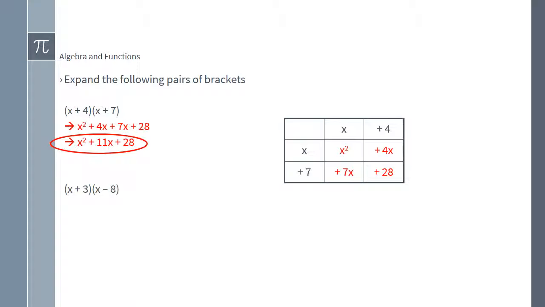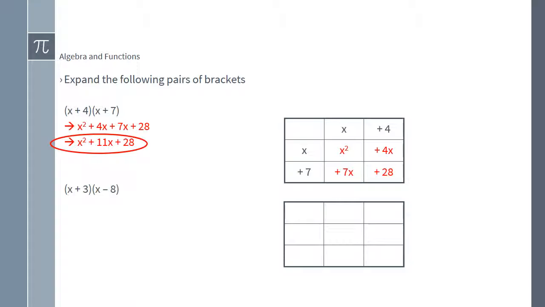The second example there, x plus 3 times x minus 8. Same method works fine. x plus 3 along the top, x minus 8 down the side. Multiply out: x times x, x squared, x times 3, 3x, minus 8 times x, minus 8x, minus 8 times 3, minus 24. Just be careful with minus signs.